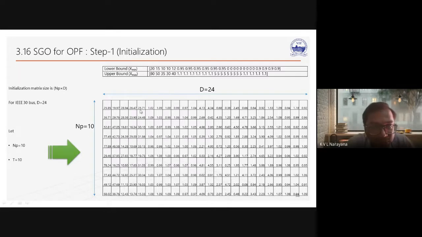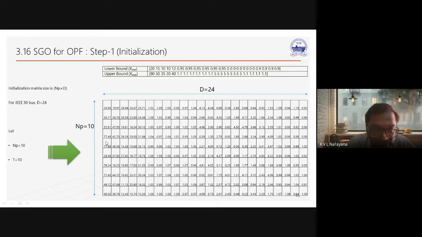So for the first solution, if you see 25.85, it must be in between the lower bound and upper bound, 20 and 80. So like that, we considered 10 different solutions. These are random solutions. Population size equal to 10, for the sake of understanding and simplification only, I have considered 10. It can be more than 10 also. We can consider the population size as 25, 50, 100, as per our wish. If the population size increases, the computational time of the algorithm increases. So for understanding's sake, I have considered only a population size of 10.